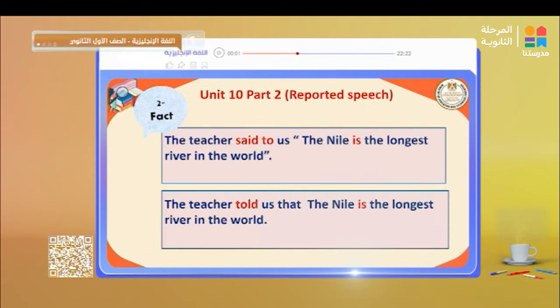The teacher told us that the Nile is. We can't say the Nile was because it is still the longest river in the world and it is a fact which doesn't change. So the word is remains is. So here we don't change the tense because it's a fact.